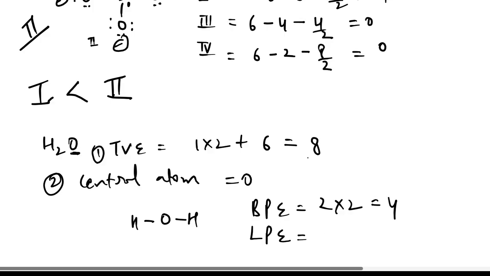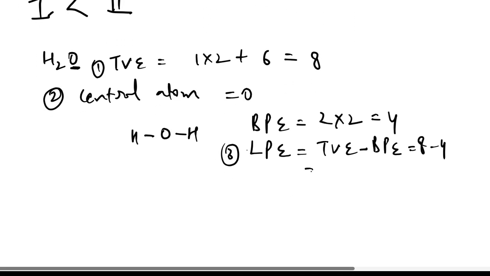The third step is to calculate the lone pair electrons, that is the total valence electrons minus bond pair electrons. So it is 8 minus 4. So it has 4 lone pair electrons. I am going to assign these 4 electrons to the atoms. Normally we assign them to the corner atoms, but since this is hydrogen, hydrogen cannot have a lone pair, so I am going to assign these on the central atom. Now we are going to check the octet. Fourth step is check octet.